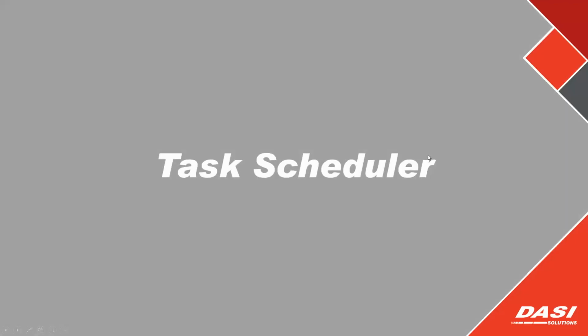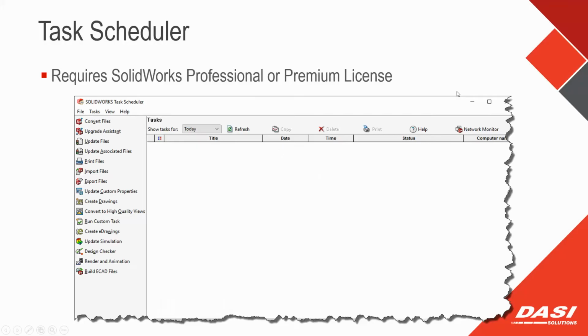So let's get started. With our Task Scheduler, what we're talking about is simply automation. It requires a professional or premium license. However, this feature called Convert Files is available in SolidWorks Standard. And that's basically the file conversion wizard. It'll open them up and save them in the newest version in an automated manner if your company goes through that particular process when they upgrade major releases of SolidWorks to make sure that those files are upgraded and saved into the main release.